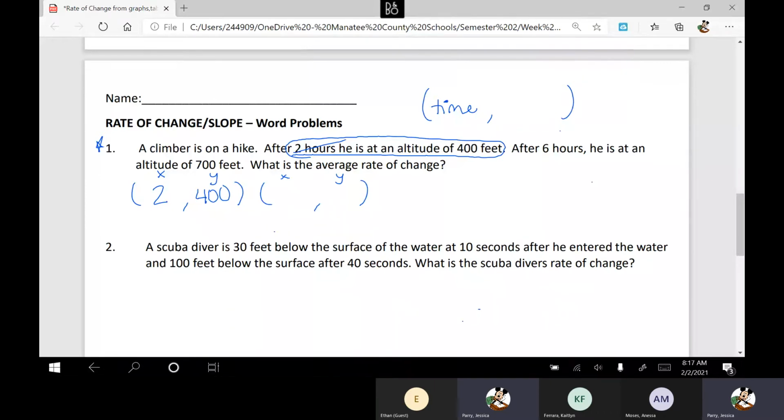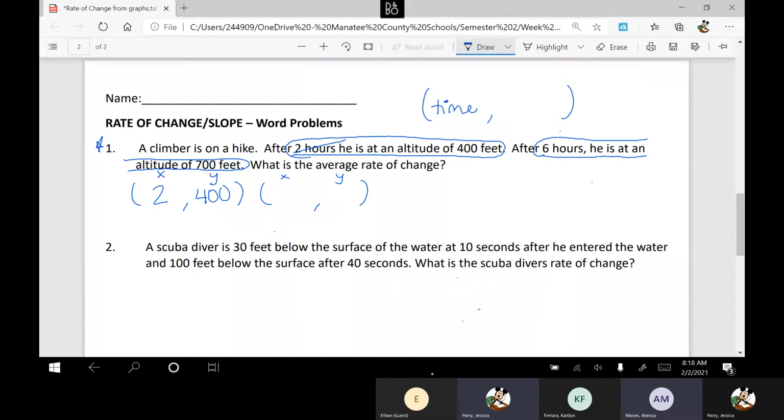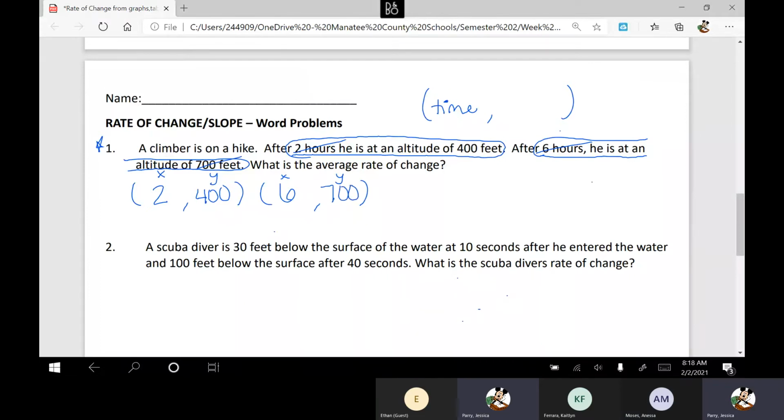Let's go on to our next one. And then it says after 6 hours, he is at an altitude of 700 feet. So we have 6 hours, 700 feet. Remember, time goes first and then the feet. So how can I write this one? What, comma, what? 6, 700. Perfect. 6 is our time, that's the 6 hours. And then the 700 feet.